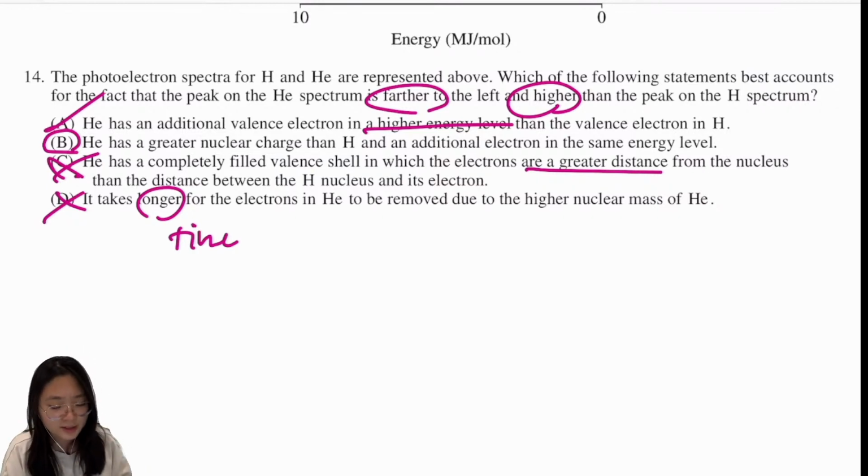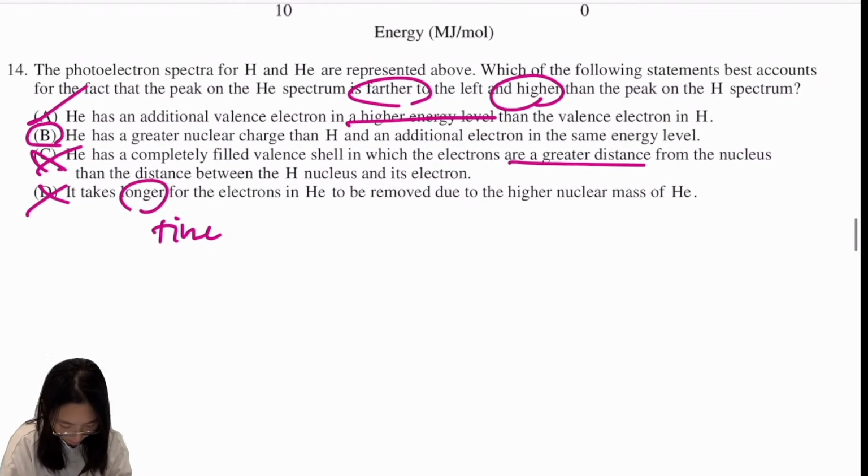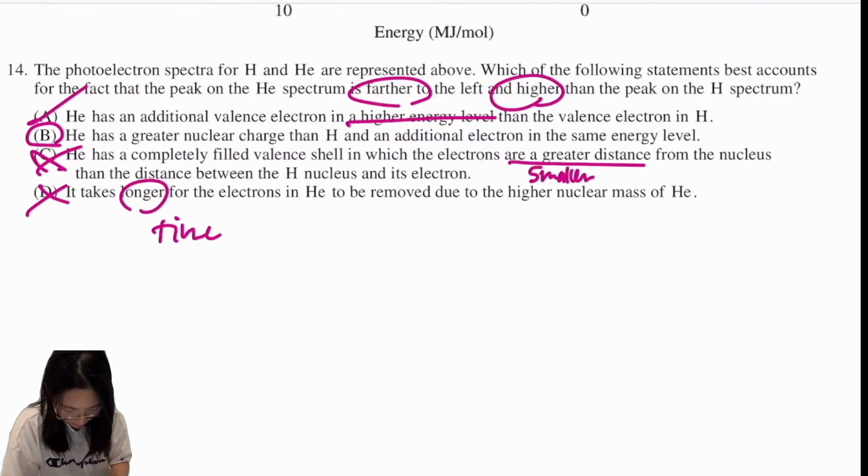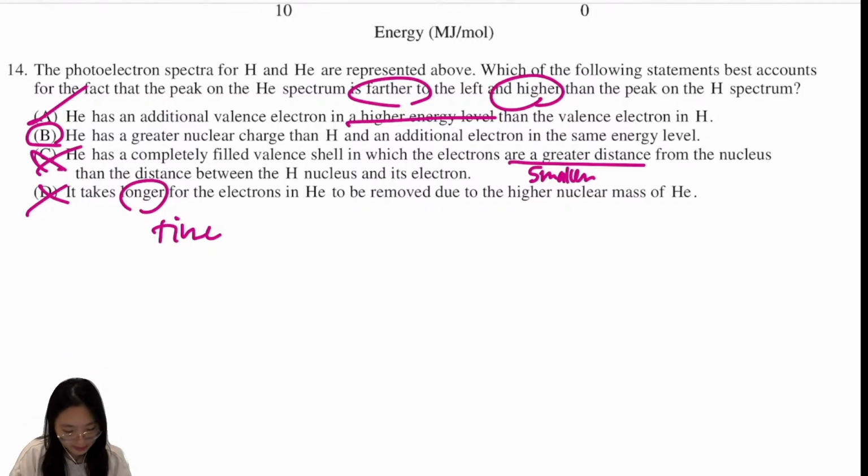If it's added into the 3d level, is that the 4th or 3rd energy level, since it's after 4s? That's still 3. What really matters is the number. So 3d is n equals 3, and 4s is n equals 4. Yes, it's the opposite. So it should be a smaller distance rather than a greater distance. Yes, thank you for explaining that.